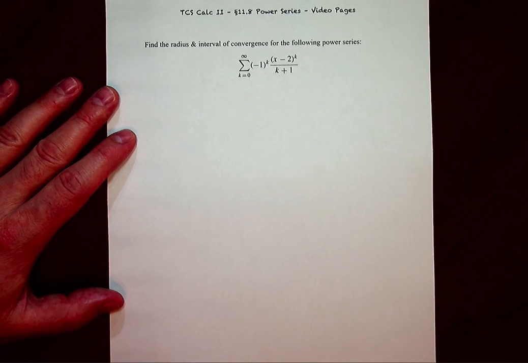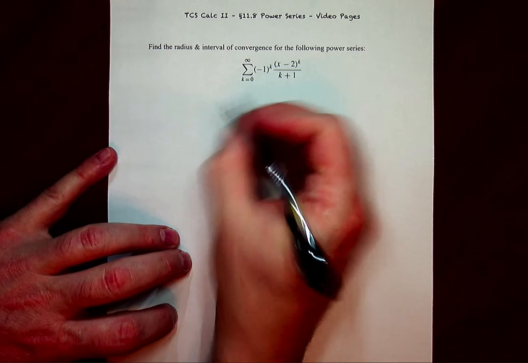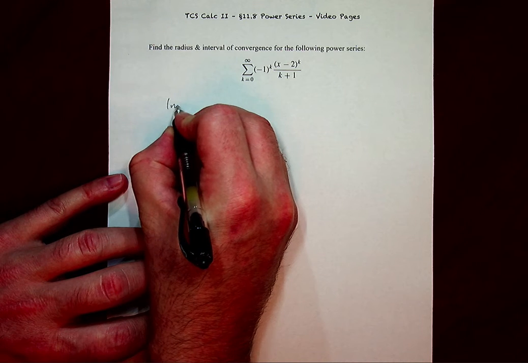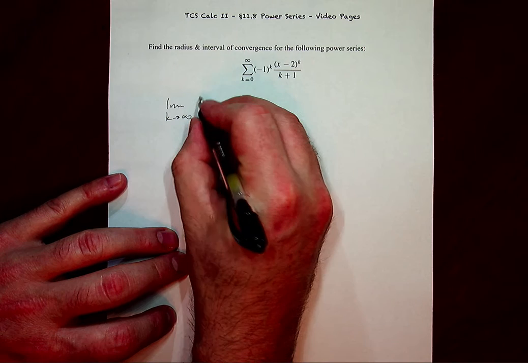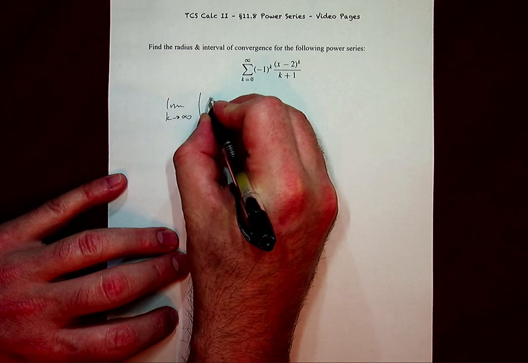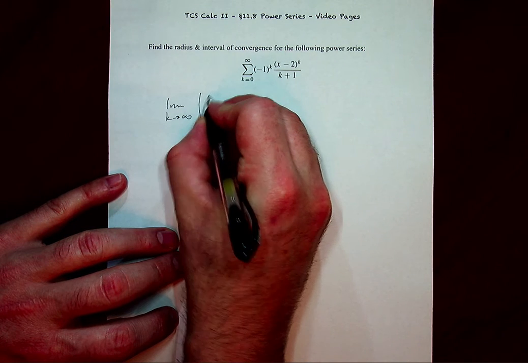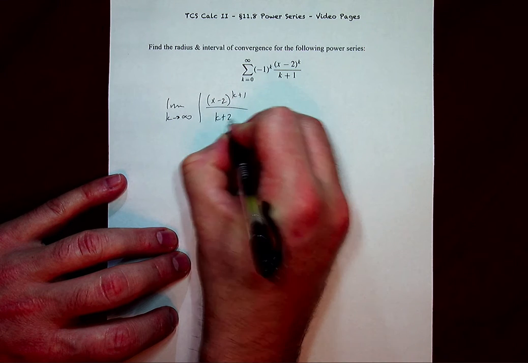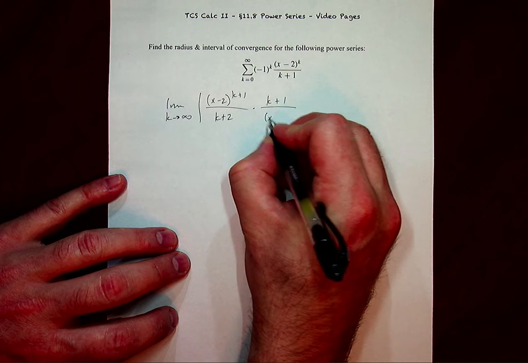Find the radius and interval of convergence for the following power series. This again looks like a ratio test because not everything is raised to the power. Let's do the limit as k approaches infinity. We exclude the negative 1 because that's the whole point of the absolute value. We recognize that this is centered at 2 and not at 0. So we have x minus 2 to the k plus 1, and k plus 1 plus 1 becomes k plus 2.